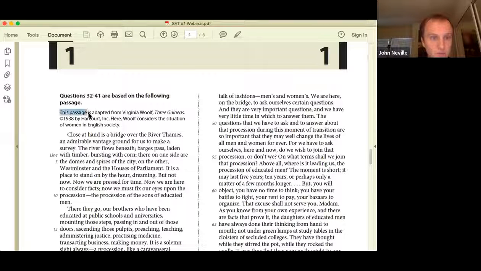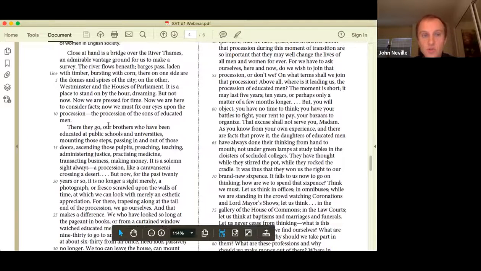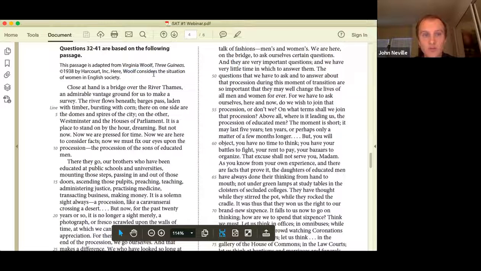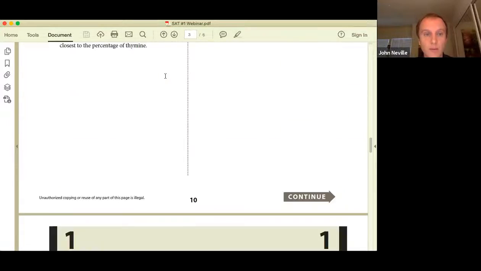Again, this one's still pretty short. Virginia Woolf, recognizable name, 1938, so just over 80 years ago. And here it also says she considers the situation of women in society. So that's going to give a student a big hint, because as you can see here, there's a lot of long words. There's a lot of unfamiliar words. So just having those 6 words right here of saying the situation of women in English society, not 7 words, that's going to help the student really be aware of what's coming.